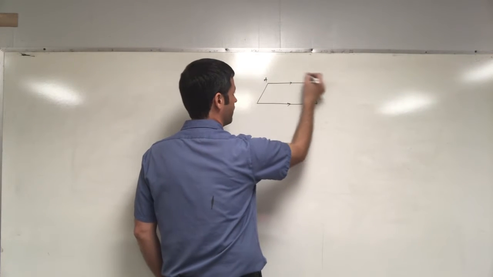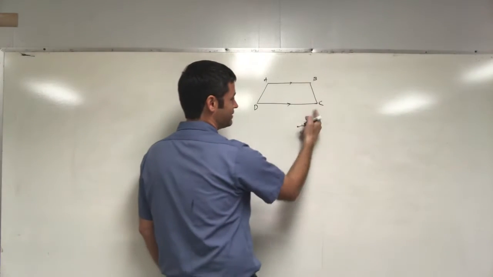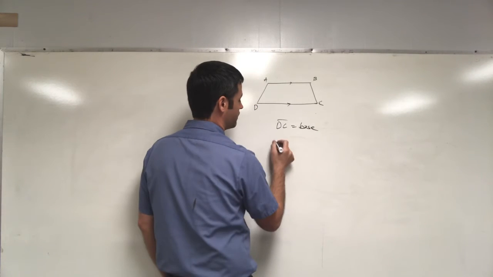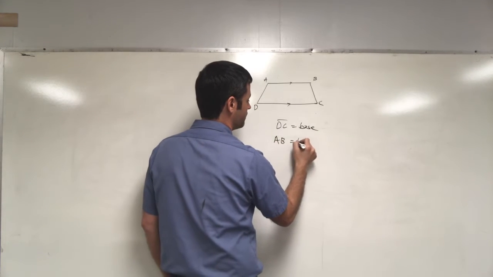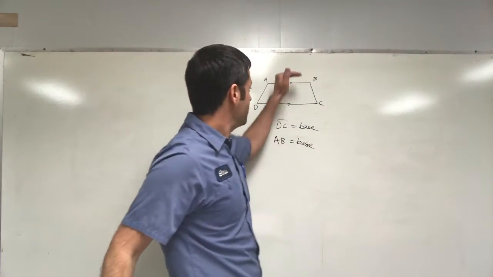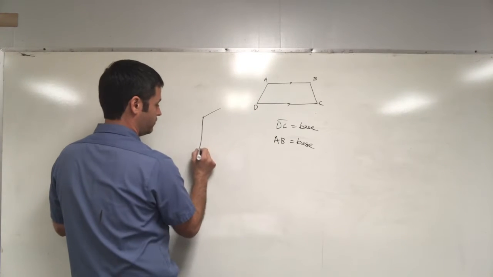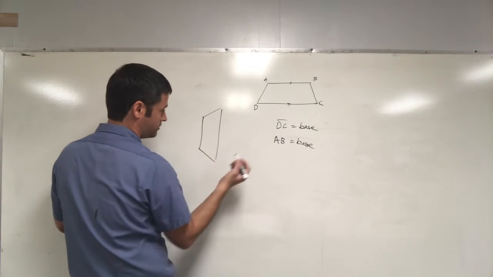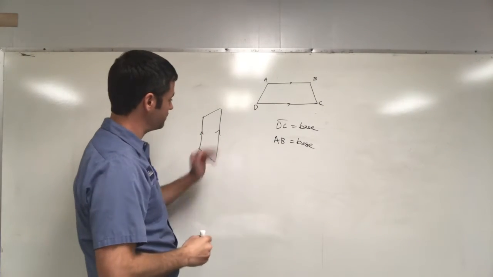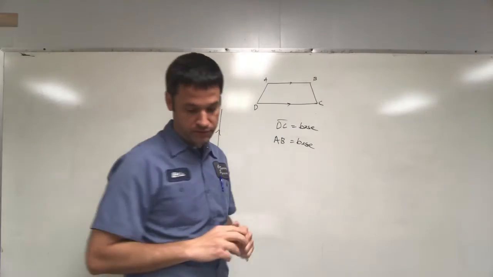If we label them A, B, C, and D, we could say that line DC is a base. We could also say that line AB is a base. So all trapezoids have two bases, bottom and top. It's not necessarily the bottom and top. You could turn your trapezoid like this if you wanted, and in that case this is the bottom and this is the top. But the bases are the parallel sides. So this is a base and this is a base. Doesn't matter which way you turn it. Bases of a trapezoid, the parallel sides.